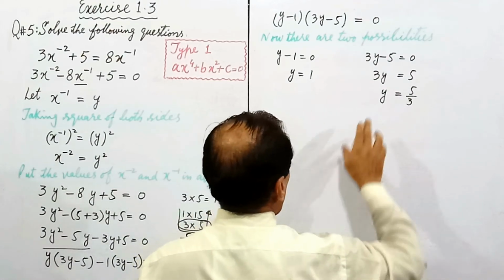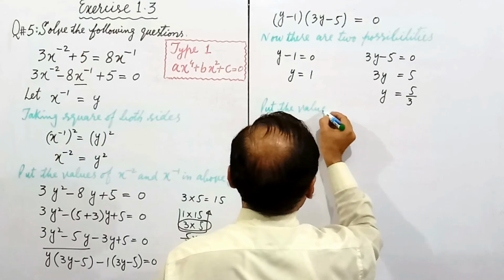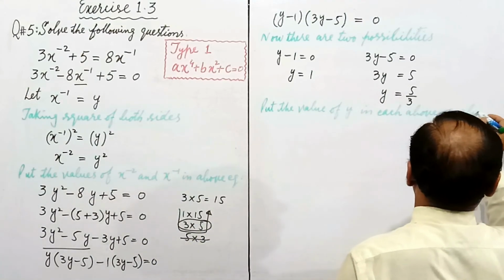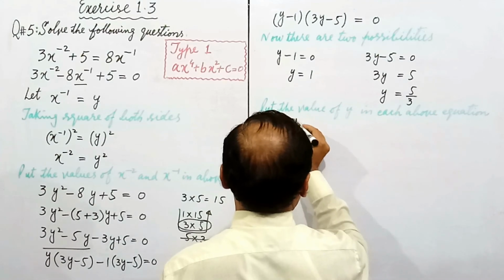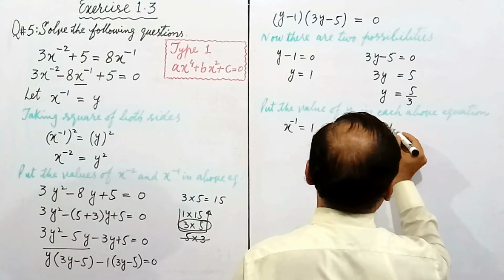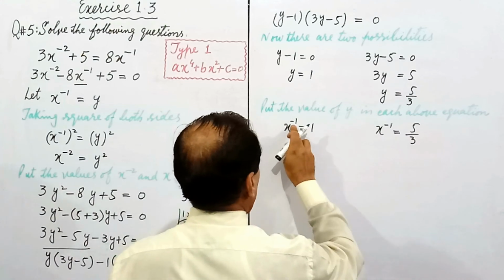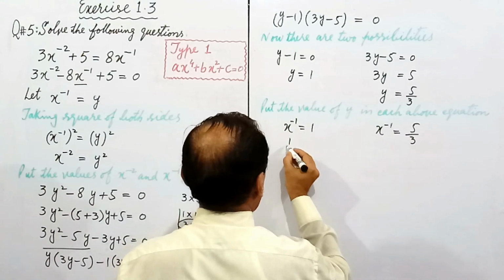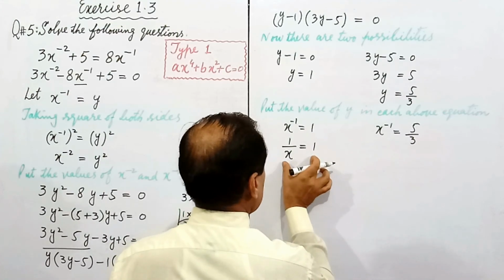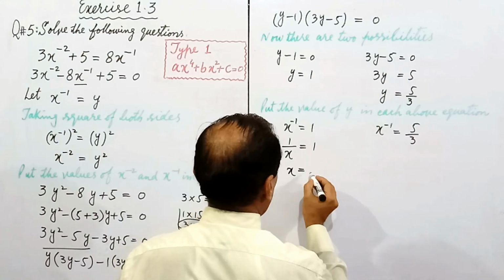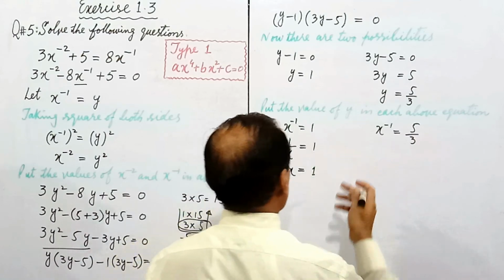We replace the value of y by x raised to the power minus 1. Y is equal to x raised to the power minus 1. We substitute that value. X raised to the power minus 1 is equal to 1. For the second, x raised to the power minus 1 is equal to 5 over 3. According to the law of quotient of power with the same base, the power minus 1 will become positive when we take it to the denominator, and it becomes 1 over x. Taking the reciprocal of both sides, we have x is equal to 1. Why? Because the reciprocal of 1 is 1. 1 divided by 1 is equal to 1.